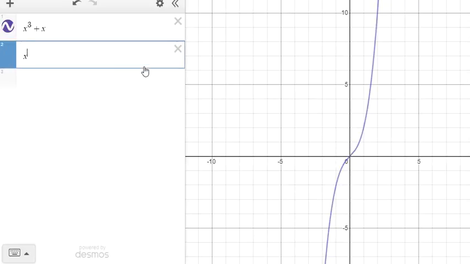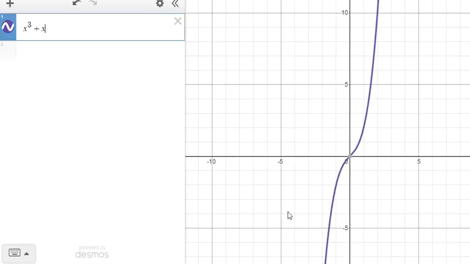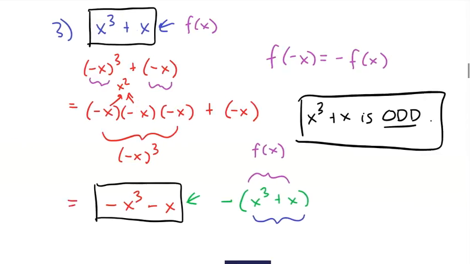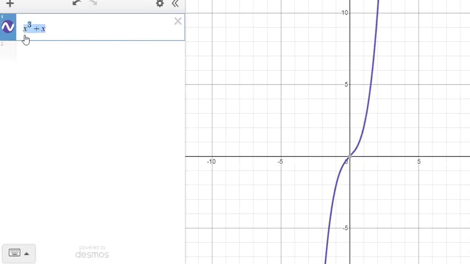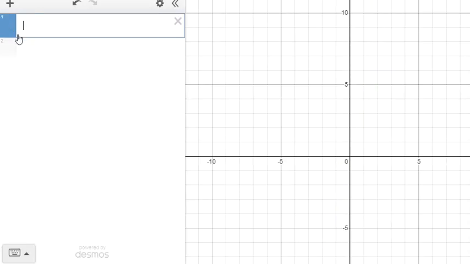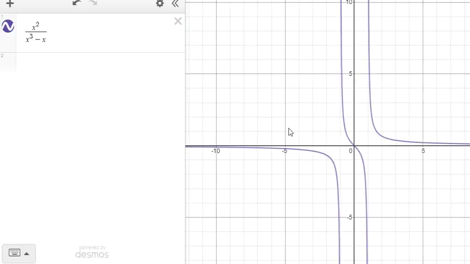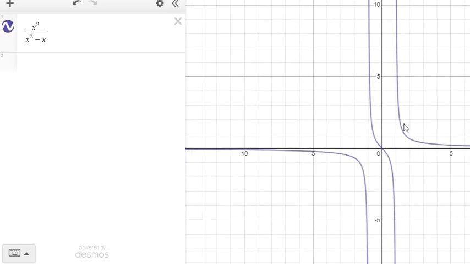Other functions like this, x cubed, you can see that x cubed also has the same idea, and negative x cubed, even though it's not the same quadrants, it still is symmetric about the origin, just in the opposite way. And we can also verify that our final example was odd. This example was x squared over x cubed minus x. And you can see that again, it's symmetrical about the origin. All right, so that's how we determine whether a function is odd, even, or neither. And we're done.